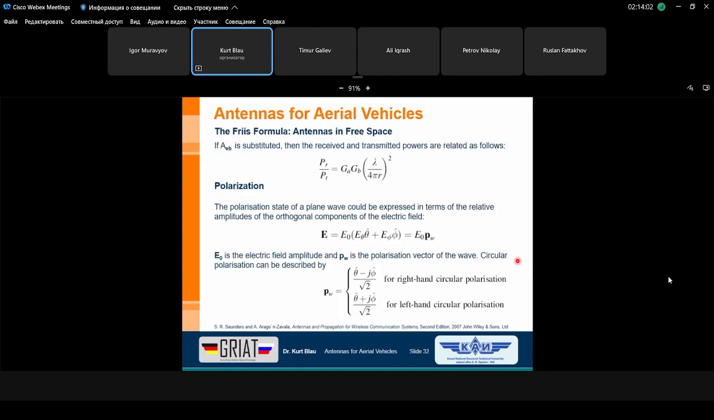The polarization direction, as I mentioned, is given by the direction of the E-field vector. And the polarization state of a plane wave can be expressed in terms of the relative amplitudes or magnitudes of the orthogonal components of the electric field. And this is given here. This is the complex value of the E-field component. It's the pure magnitude, and here in the brackets you have the components.